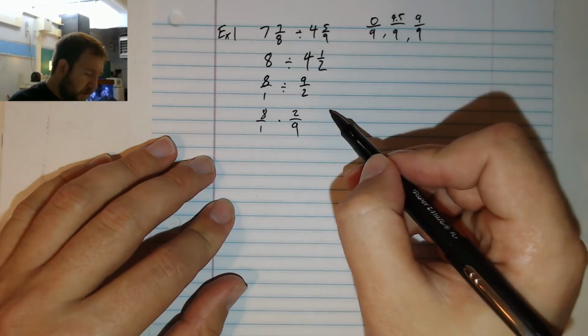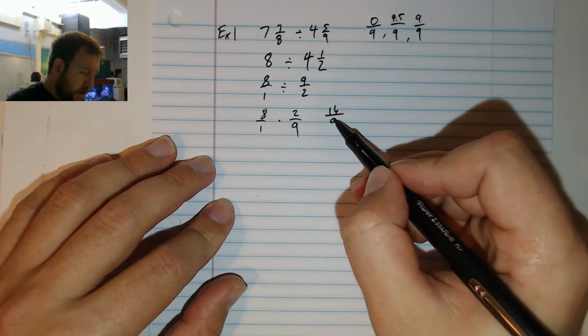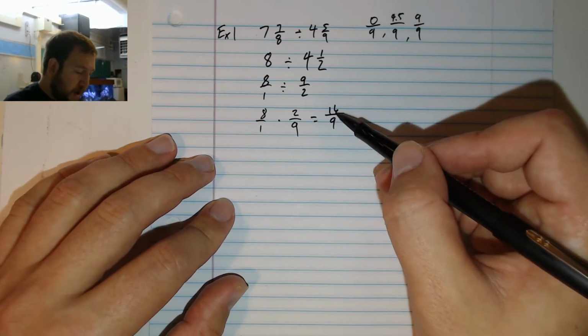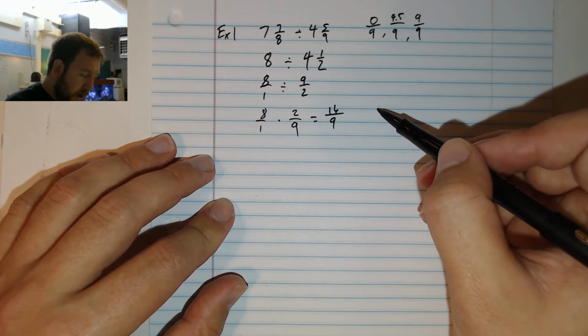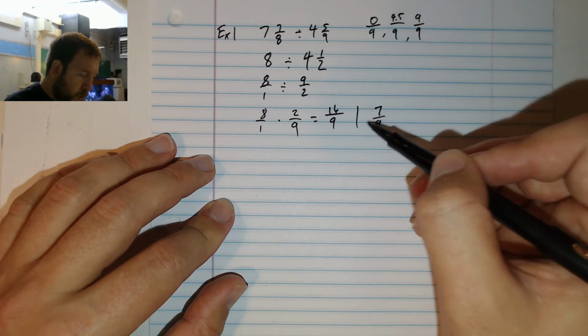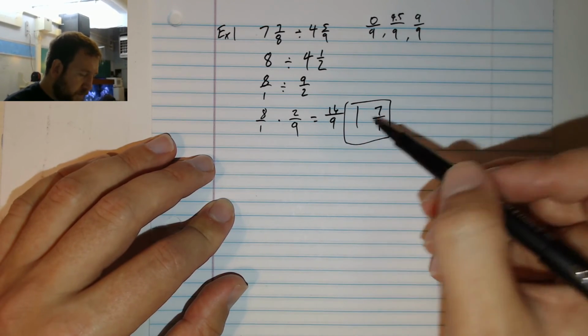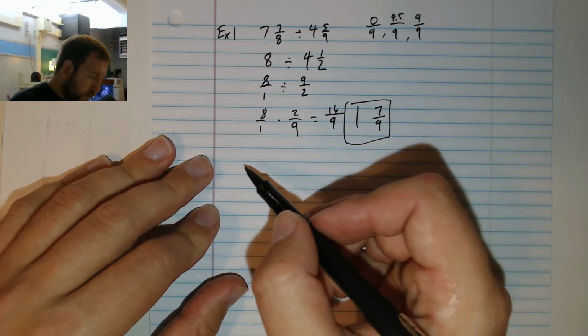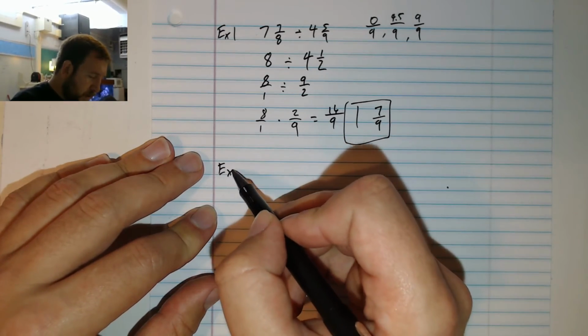8 times 2 is 16. 9 times 1 is 9. All right, let's take a look. I need to pull out my 9 from here. So I have 7 ninths, 1 and 7 ninths for my answer. Make sense? Okay, let's do another one.